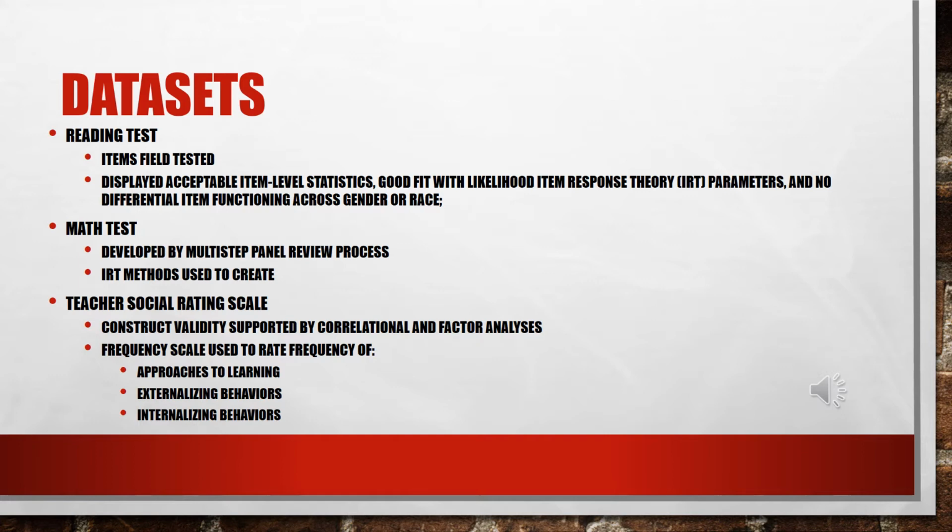The ECLSK reading test was made up of field-tested items. The items also displayed acceptable item-level statistics, a good fit with likelihood item response theory parameters, and no differential item functioning across gender or race. The math test was developed by a multi-step panel review process and also implemented item response theory parameters. The teacher social rating scales had construct validity supported by correlational and factor analyses, and used a frequency scale to rate behaviors.